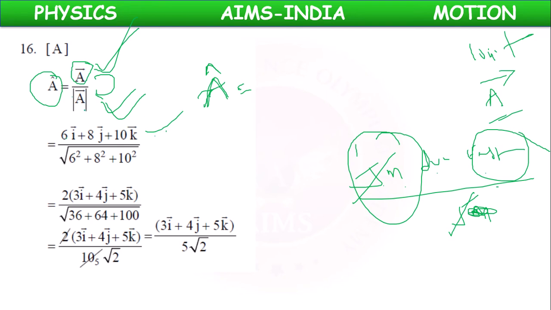How to find the magnitude of a given vector? Whatever numerical coefficients are there, all of them we have to square, and for the sum we have to take the whole square root. So root of 6 square plus 8 square plus 10 square. This will be the magnitude. Only the numerical values we have to consider instead of the direction or coordinates. Then from these three we can take 2 common. Then in 6i, 3i will remain, 4j, 5k.